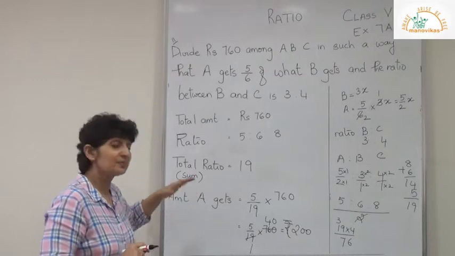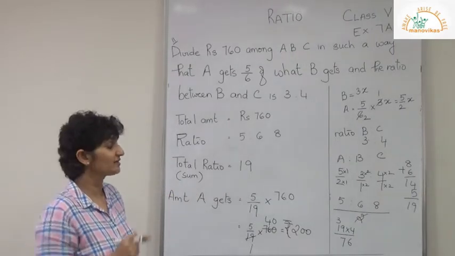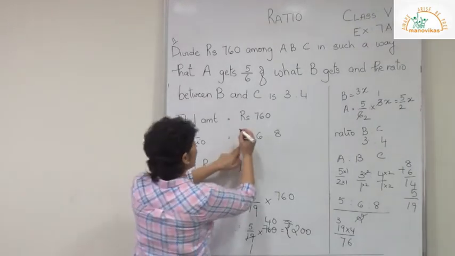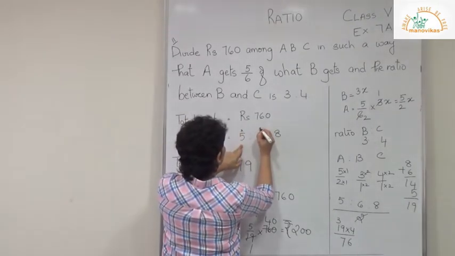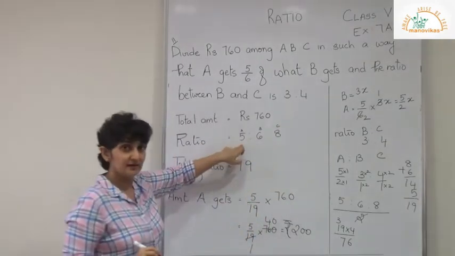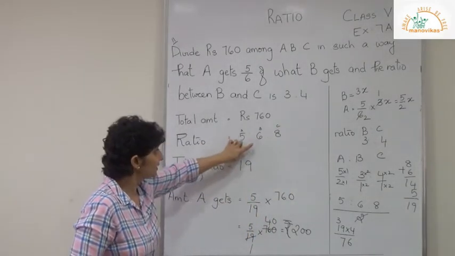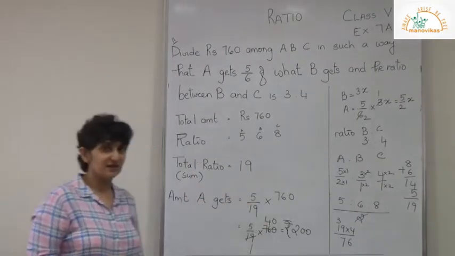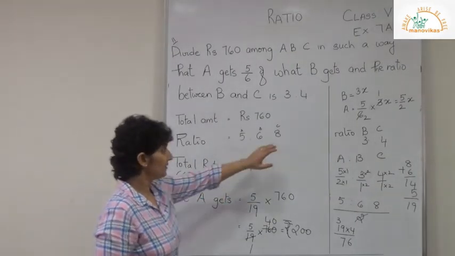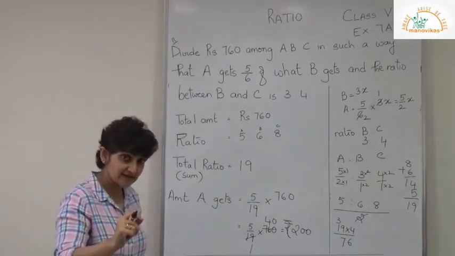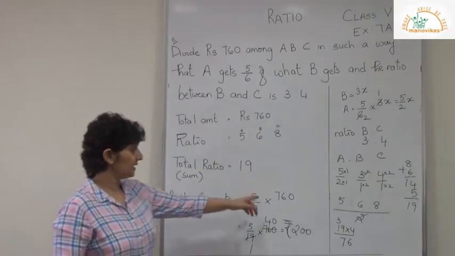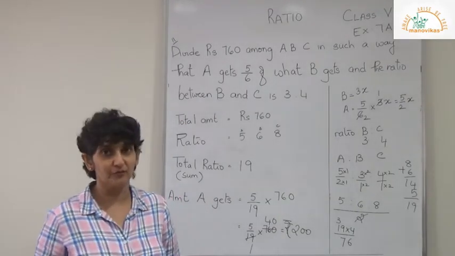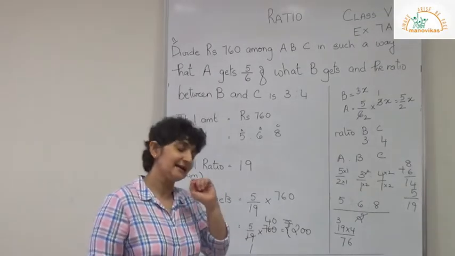So then you will do the amount B gets. So children, tell me how you are going to do it. Come on, let's do it together. So you know this is for A, this is for B, and this is for C. So B will be 6 upon 19 into 760. Now C will be 8 upon 19 into 760. So you will work it out and find out for me. Let's move on to the next question.